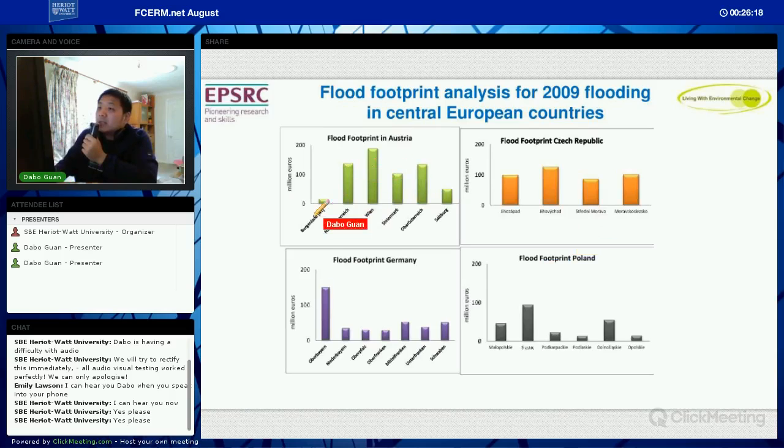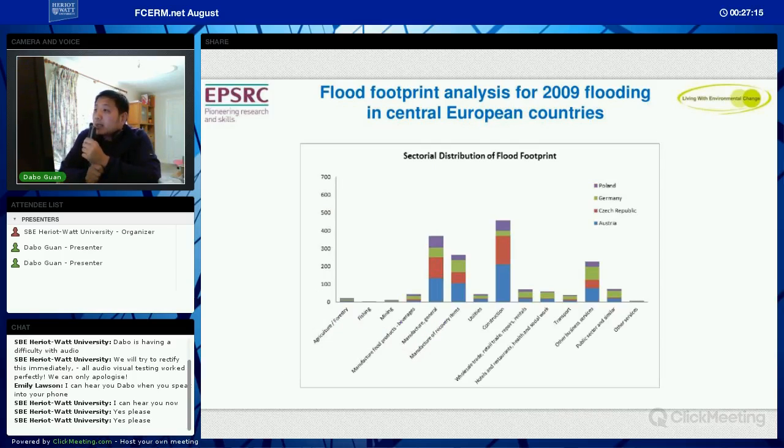If we break down the flood footprint for each country by different regions, we can see in Austria the largest footprint among the Austrian regions is Vienna, which took maybe one third of the total Austrian footprint. I think the total damage for Austria was around 1% of the national GDP, and Germany was less than 0.5%, 0.4% for Germany, or even less probably, because the Germans have it somewhere else in the document.